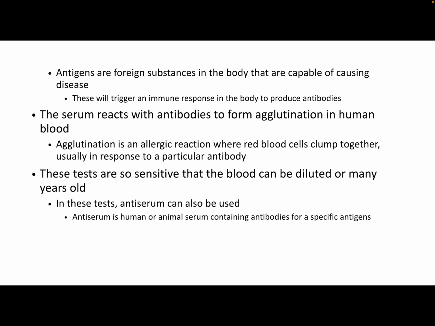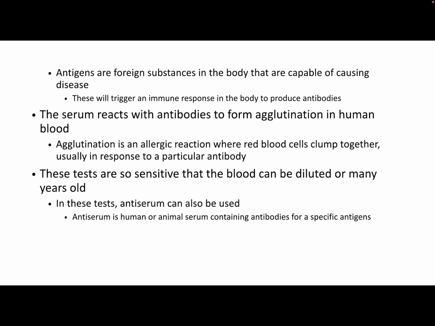Whenever it said it reacts with human antigens, antigens are any foreign substance in the body that's capable of causing disease. And typically what happens is if something is in our body that is not supposed to be there, it triggers an immune response, and the body will produce antibodies to try to get rid of it. So if you get the flu, your body triggers and tries to produce antibodies to fight off the flu. It tries to attack that virus and whatever should not be in your body.